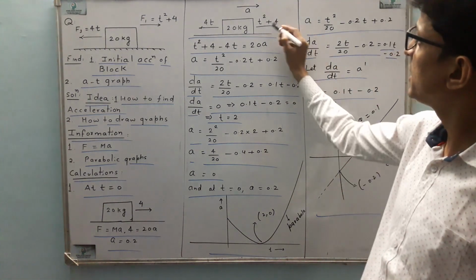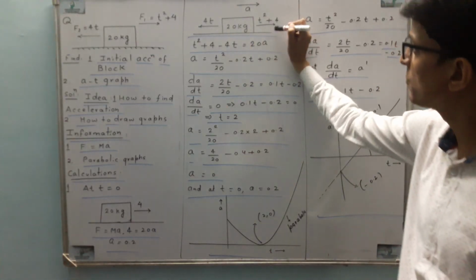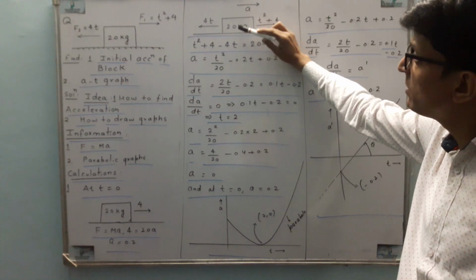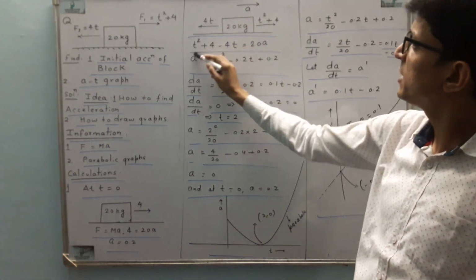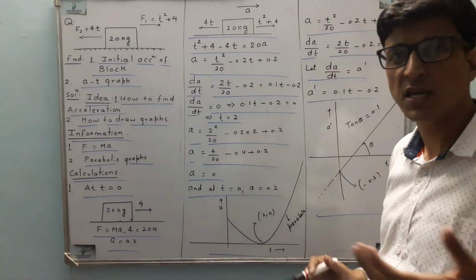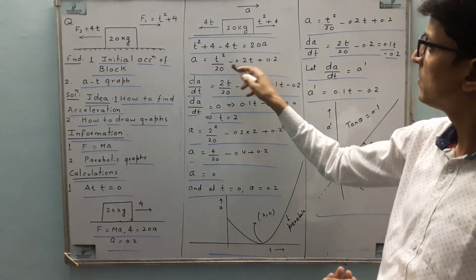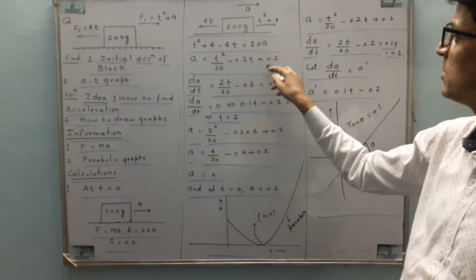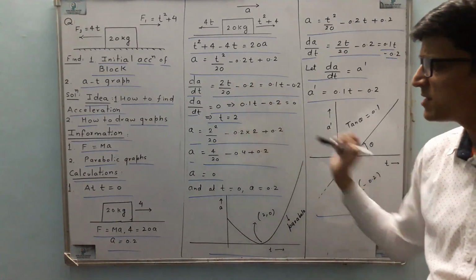At a general time t, t square plus 4 will be towards right and 40 will be towards left. So writing the force equation, we can say t square plus 4 minus 40 is 20 a, as per the sign convention, taking right direction as positive and left as negative. So we have a is equal to t square by 20 minus 0.2 plus 0.2.